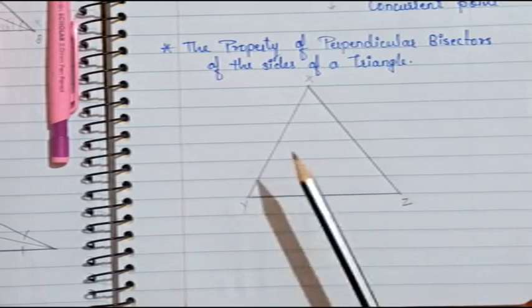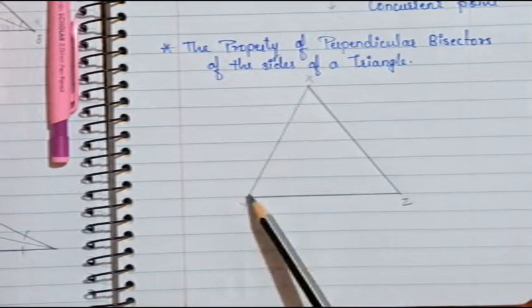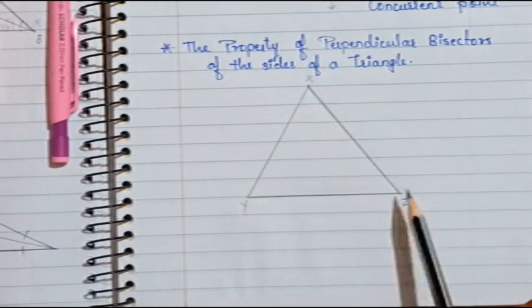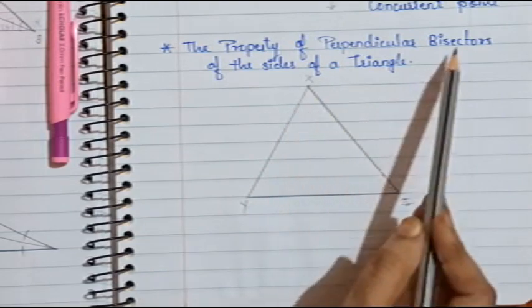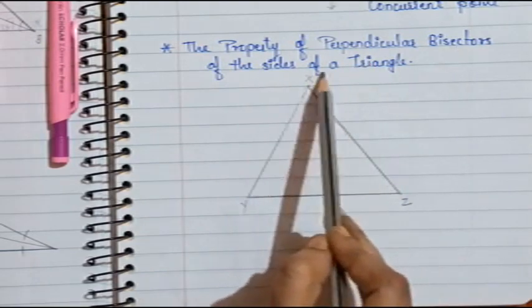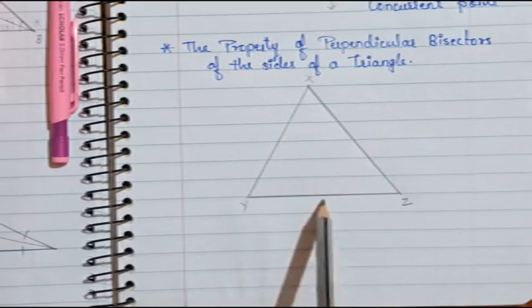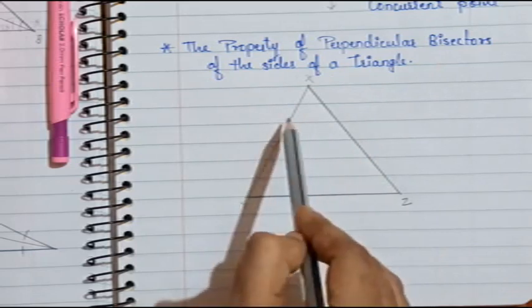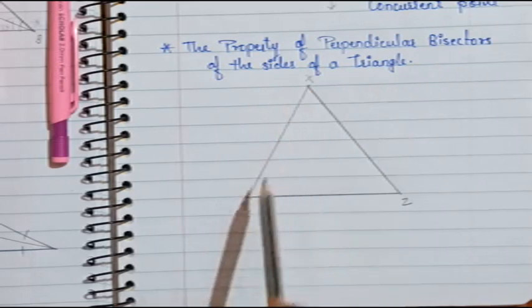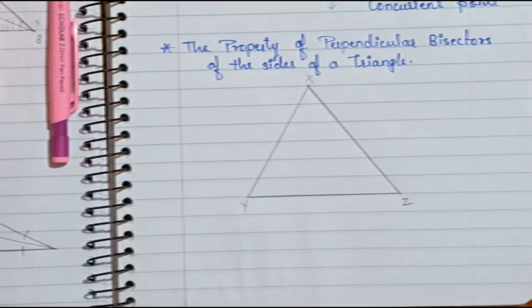Okay, now, students, in this triangle there are three sides, XY, YZ and XZ. So now we are supposed to bisect the sides of a triangle with perpendiculars. ये जो sides हैं इसको हम लोग bisect करने वाले. So first we will bisect this side, that is XY. Okay, so first we will bisect that side.